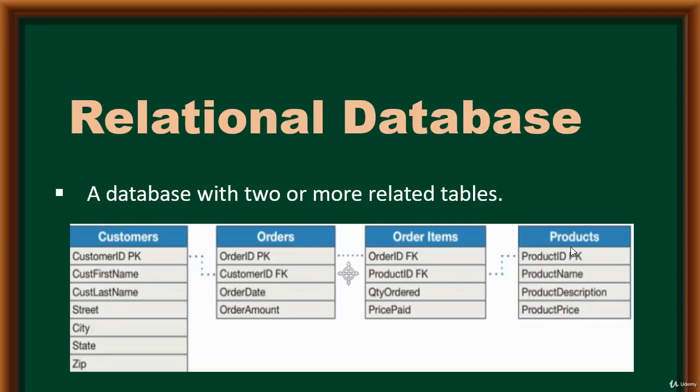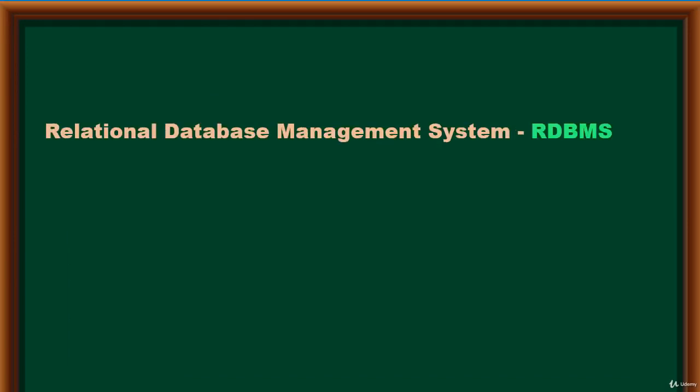Likewise, we've got a table called products. You can see that we've got a product ID and we've also got a product ID in this order items table. So you can see the dot here representing the relationship between the tables.